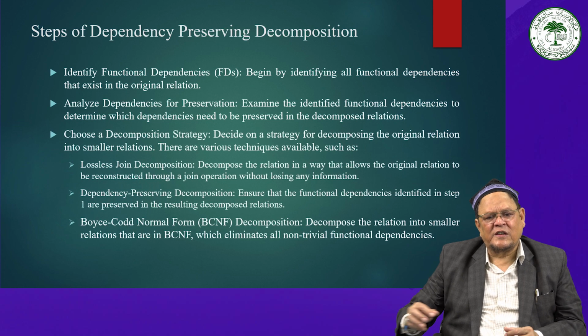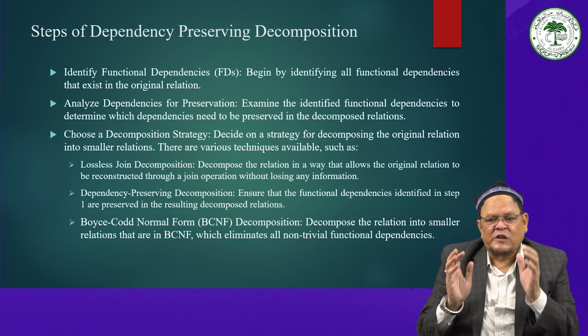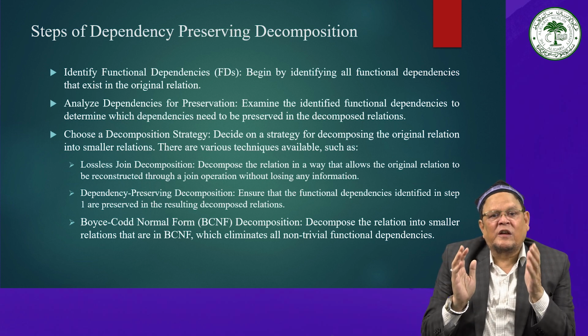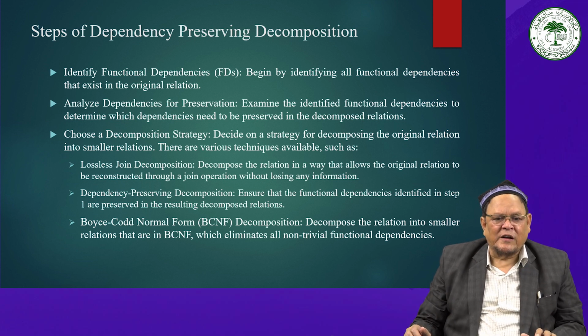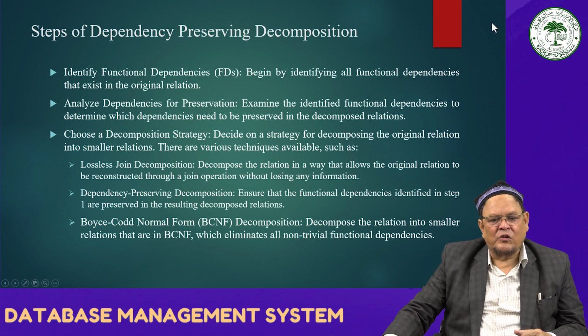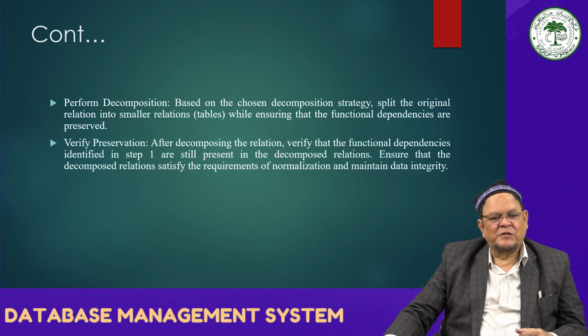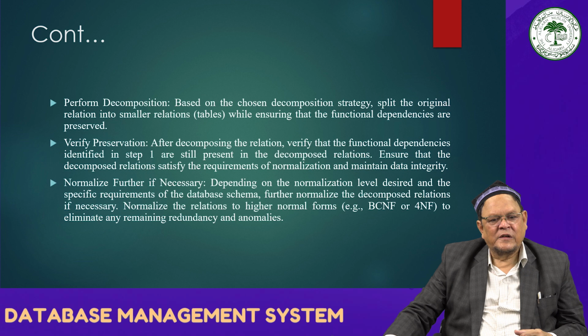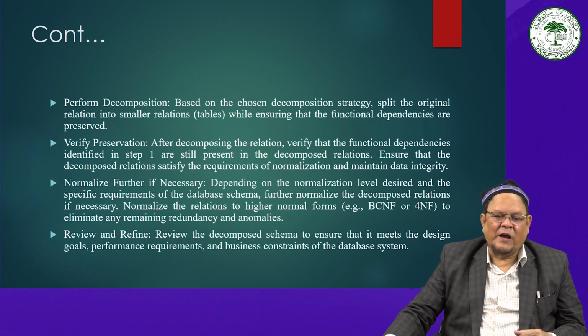Then choose the decomposition strategy. Decide on the strategy of decomposing an original relation into smaller relations. There are various techniques available, such as lossless join decomposition, dependency preserving decomposition, Boyce-Codd normal form decomposition. Then perform decomposition, verify preserving, normalize further if necessary, review and refine. These are the steps you have to follow.